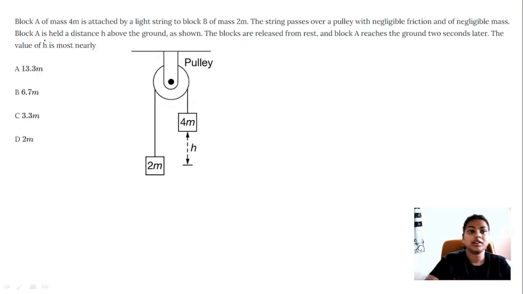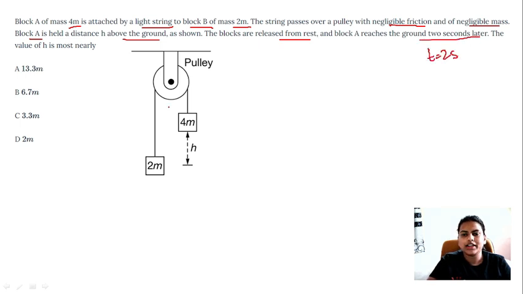Yes, it is correct. Block A of mass 4m is attached by a light string to block B of mass 2m. The string passes over a pulley of negligible friction and negligible mass. Block A is held at a distance h above the ground. The blocks are released from rest. So initially the system was at rest, and as soon as we release the system, A accelerates towards the ground, and after time t equal to 2 seconds, it reaches the ground. The value of h is what?